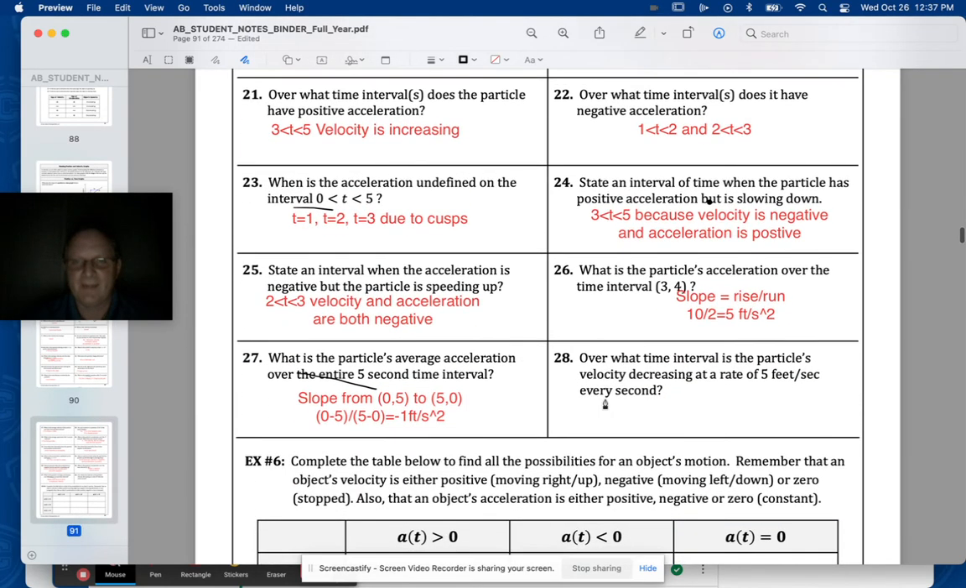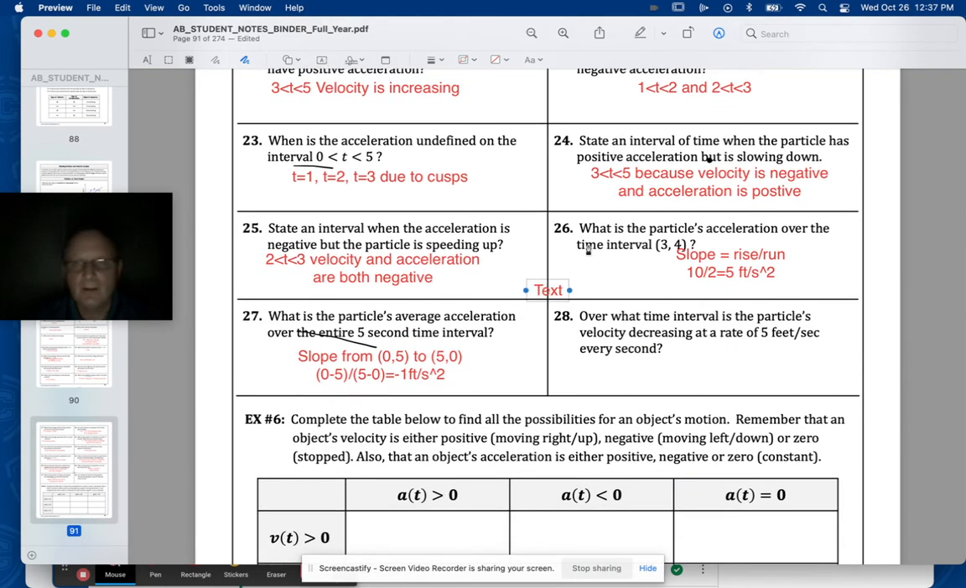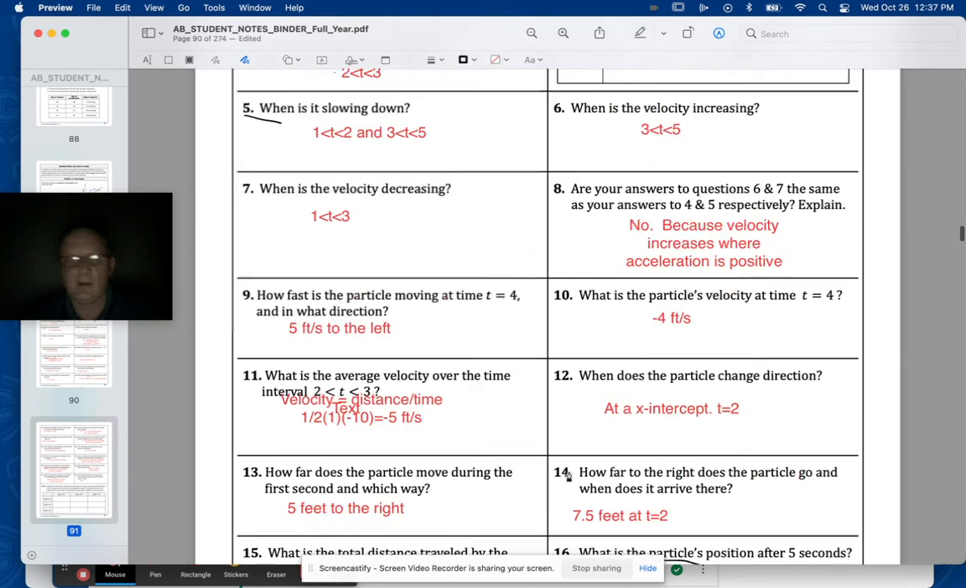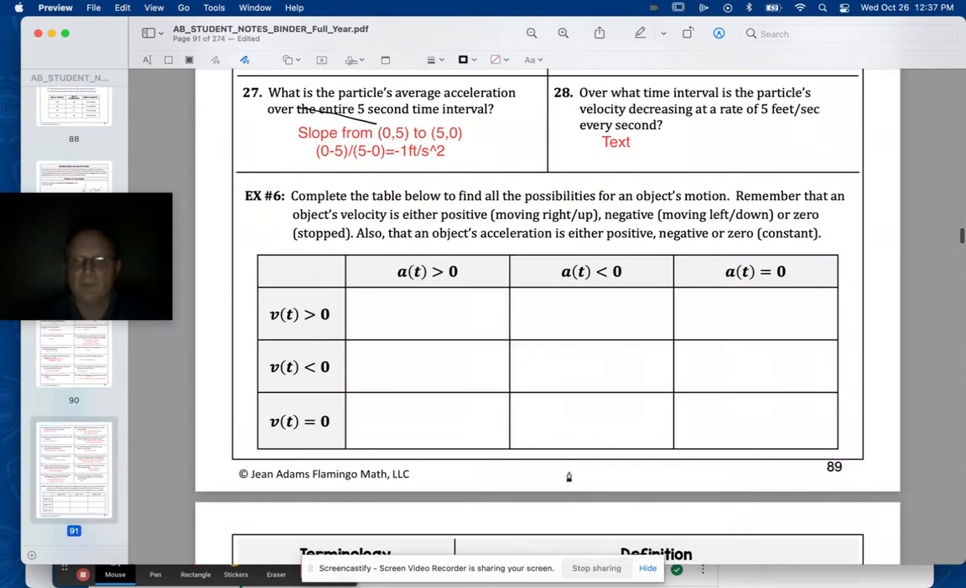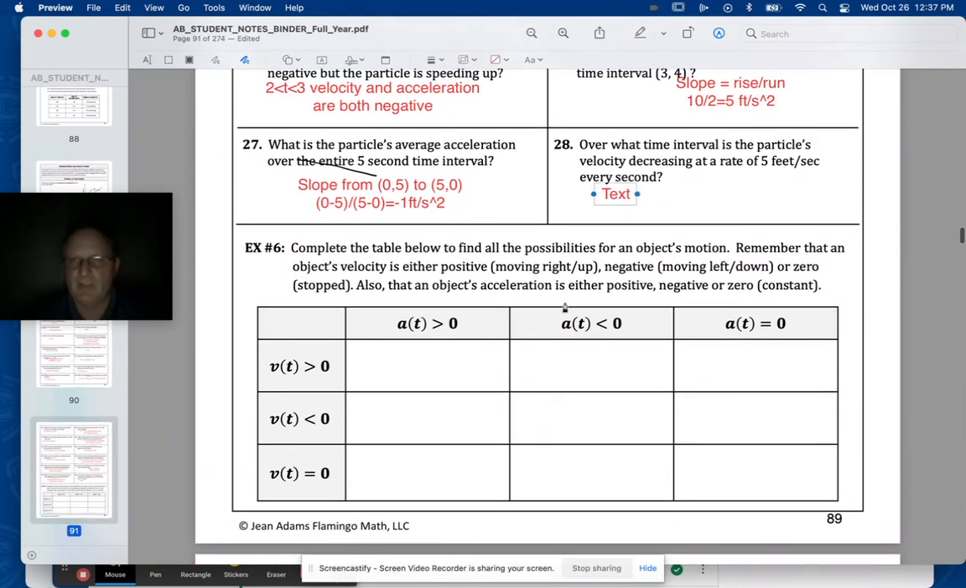Here we go. The only time this happened, I already forgot when it was. From 1 to 2. Yeah, from 1 to 2. We can talk about that one a little bit more tomorrow if we need to. So 1 less than t less than 2. The slope is -5.